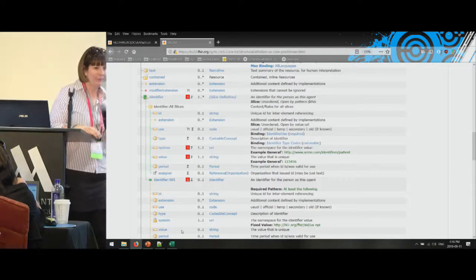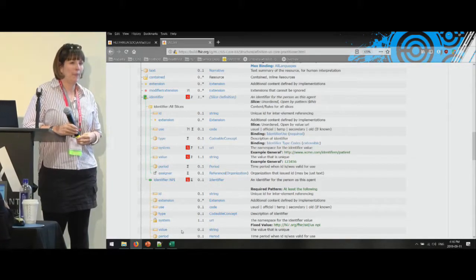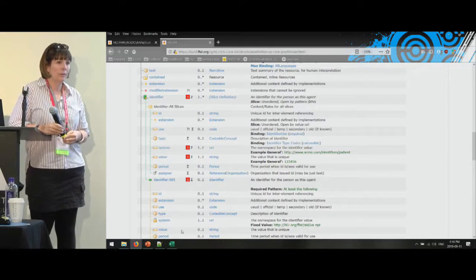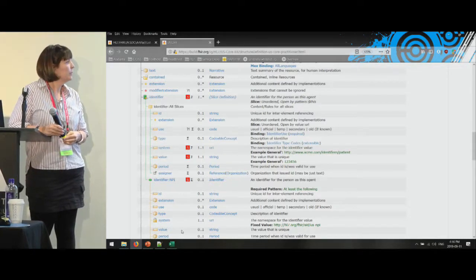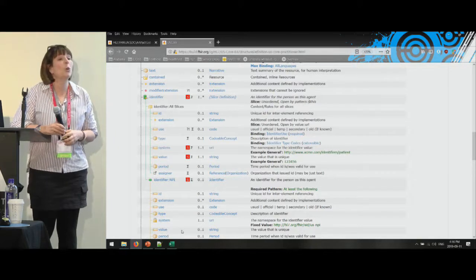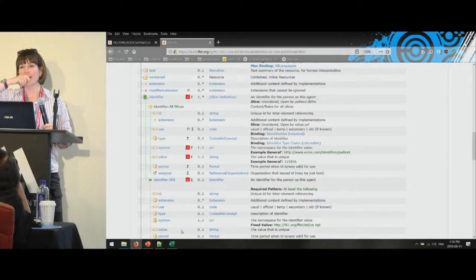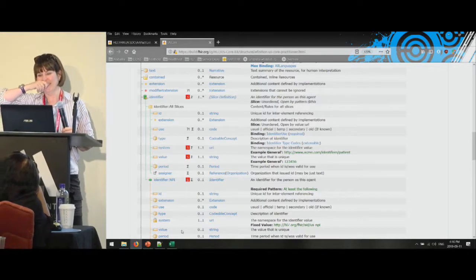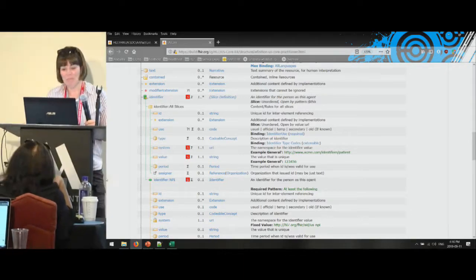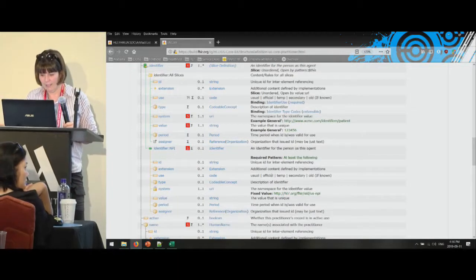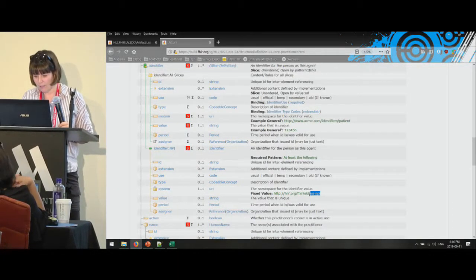But anyway. Sarah, for NPI, there's an OID that identifies NPI. So how does this work here? Because here it's a system and it points to a URL. It doesn't seem correct. At this point, it's not important. It's just to show the way the slice is set up.